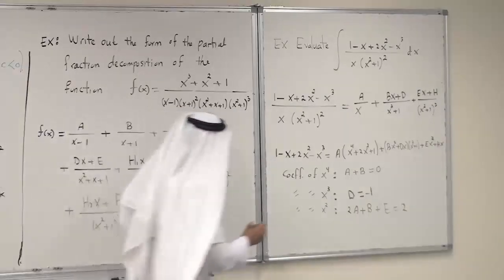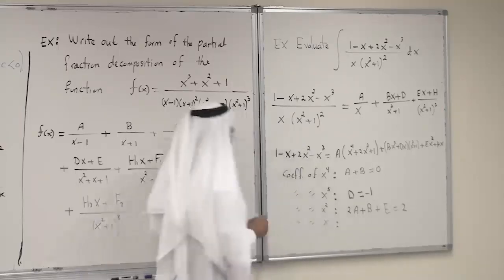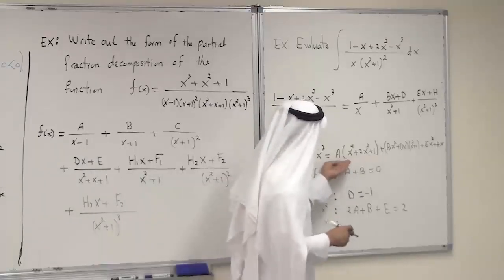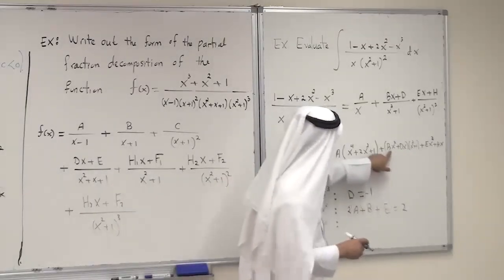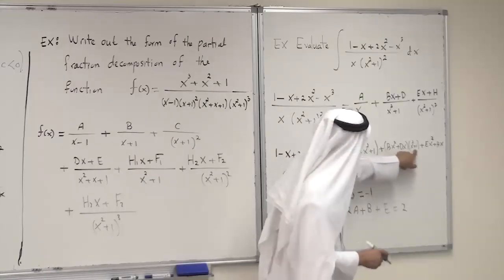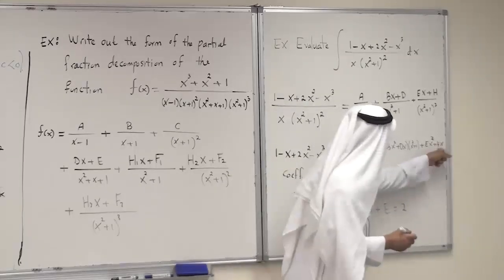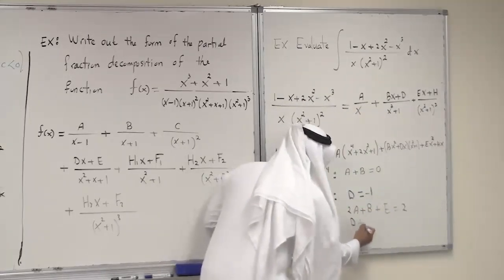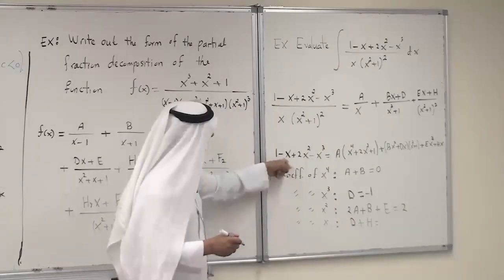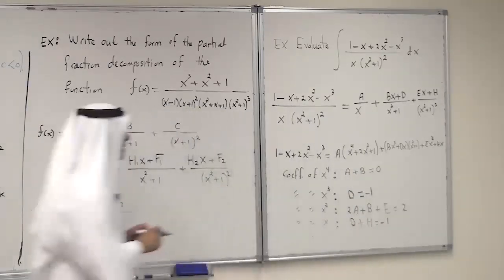Next, the coefficient of x. What is the coefficient of x? The first term will give me nothing with x. This is x to the power 4, this is x squared, this is x cubed. Yes, this will give me x: d times 1, so it is d. And I have h here. So d plus h is equal to, now what is the coefficient of x here? Minus 1. So this is equal to minus 1. Good.